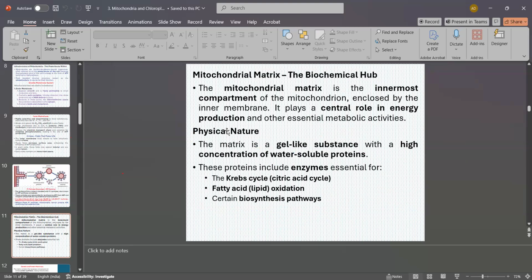Then the mitochondrial matrix, the biochemical hub. The mitochondrial matrix is the innermost compartment of the mitochondria, enclosed by the inner membrane. It plays a central role in energy production. It is a gel-like substance with a high concentration of water-soluble proteins. These proteins include enzymes responsible for aerobic respiration and metabolic activities such as the Krebs cycle, also called the citric acid cycle, then fatty acid and lipid oxidation, and certain biosynthesis pathways. These metabolic processes take place in the mitochondrial matrix, also called the biochemical hub.